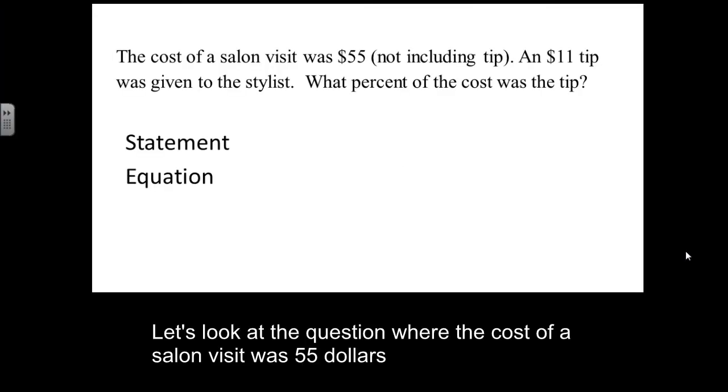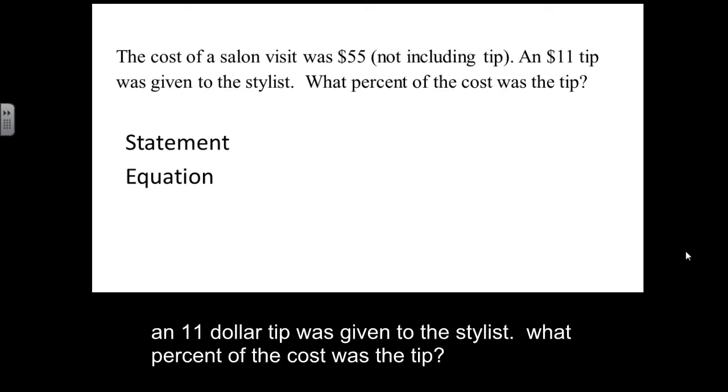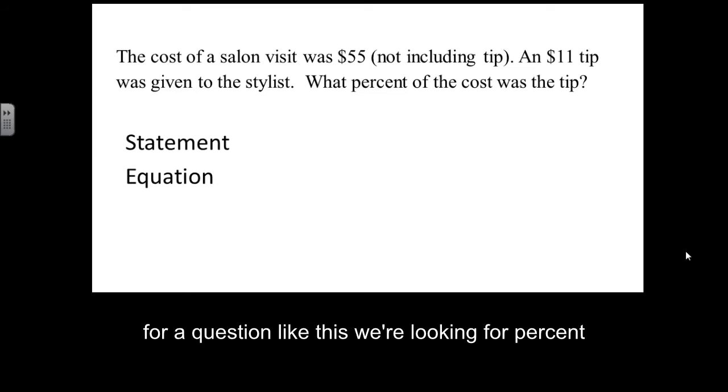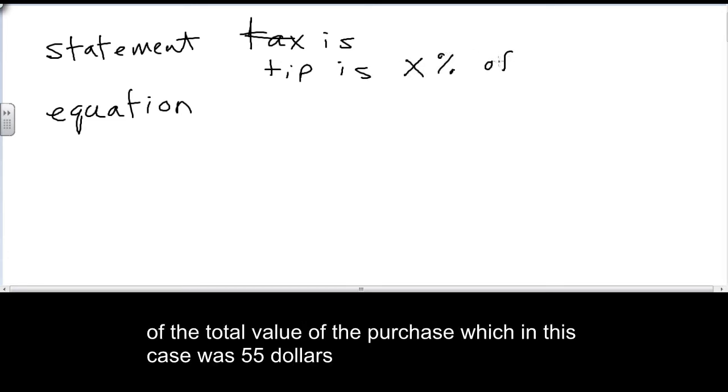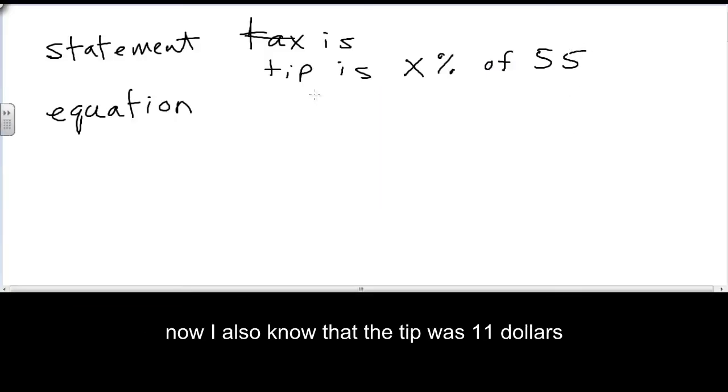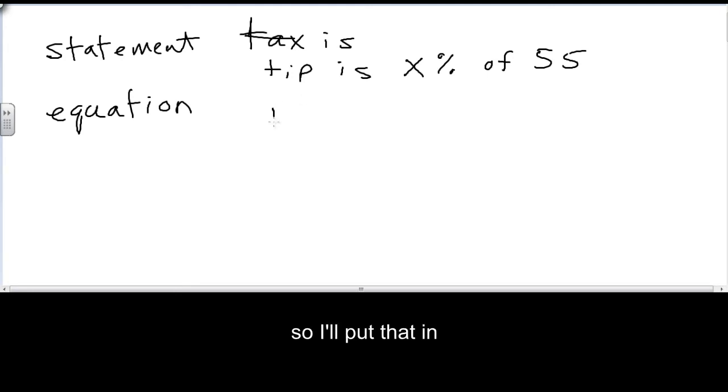Let's look at the question where the cost of a salon visit was $55, not including tip, and an $11 tip was given to the stylist. What percent of the cost was the tip? With a question like this, since we're looking for percent, I'll make a statement, and then I can deduce an equation from that. Tip is some percent, which we don't know, I'll refer to as X, of the total value of the purchase, which was $55. Now I also know that the tip was $11, so I'll put that in.